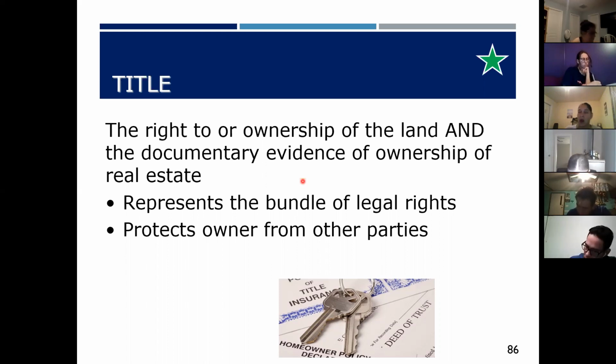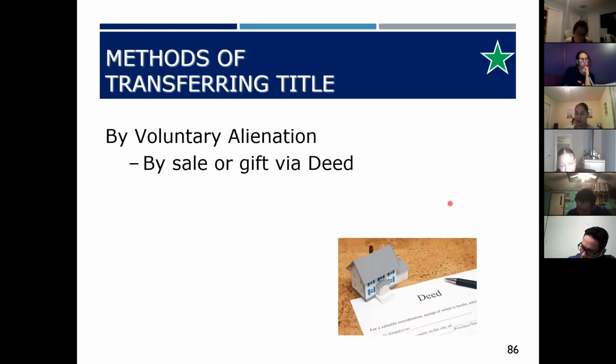We have several different ways that you can alienate yourself from your title. There are several different ways that you can separate yourself from your title. And the first is voluntary alienation. You are separating yourself from your title on your own free will. And how are you doing it? You're either selling it or you're giving it as a gift, maybe to a loved one. And you're using the deed, the documentary evidence, to convey that interest. So voluntary alienation is done with a deed. Either you're selling it or you're gifting it. You're doing it on your own free will.